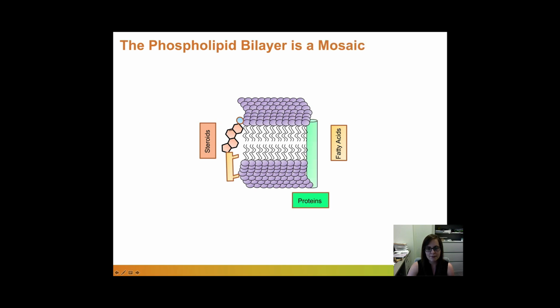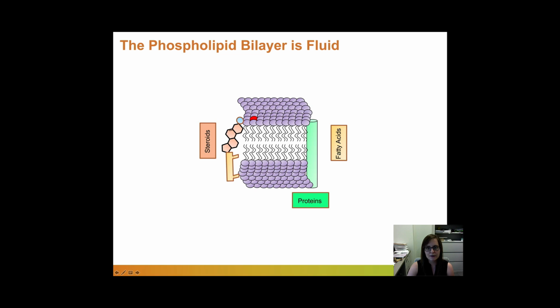The plasma membrane, or the phospholipid bilayer in cells, is what's called a mosaic. So not only does it have lipids, but it also contains proteins. And this green tube here represents a protein that's embedded in the membrane. And there's two types of protein that can be associated with the membrane. We can have integral membrane proteins, which are embedded in the membrane, or we can have peripheral membrane proteins, which are basically just attached to the membrane.